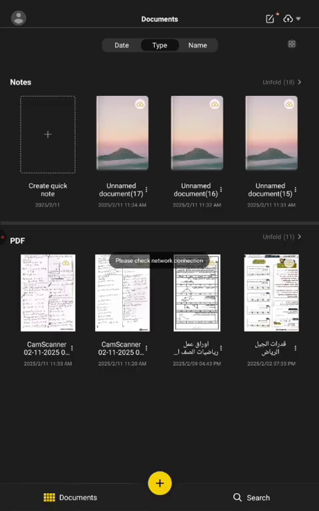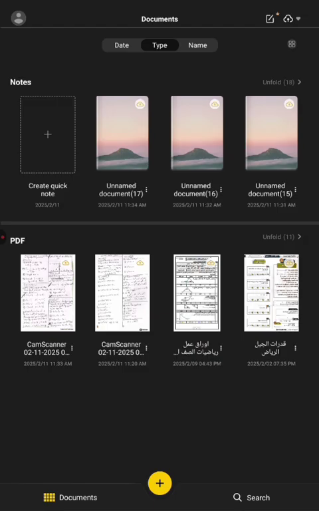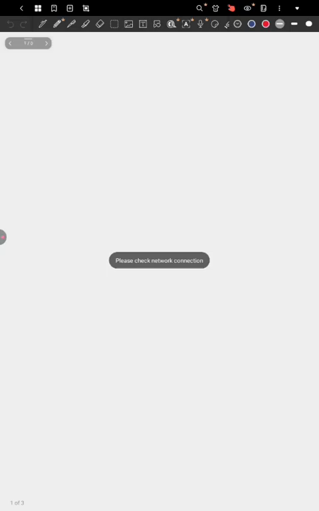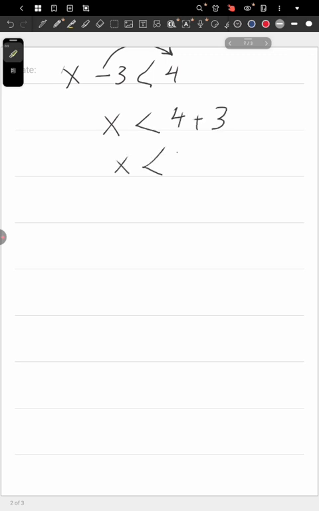Another example is solving an inequality: x minus 3 is less than 4. That's very easy. You can find x: the negative 3 moves to the other side and becomes positive, 4 plus 3. So x is less than 7.